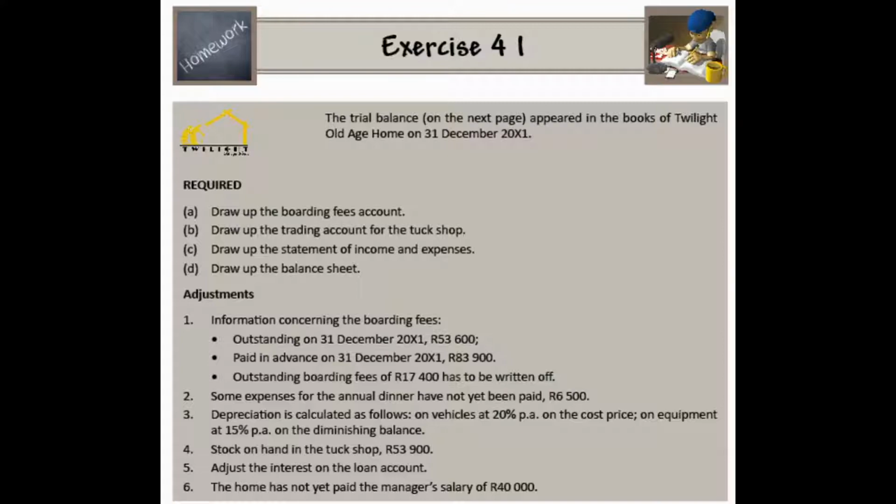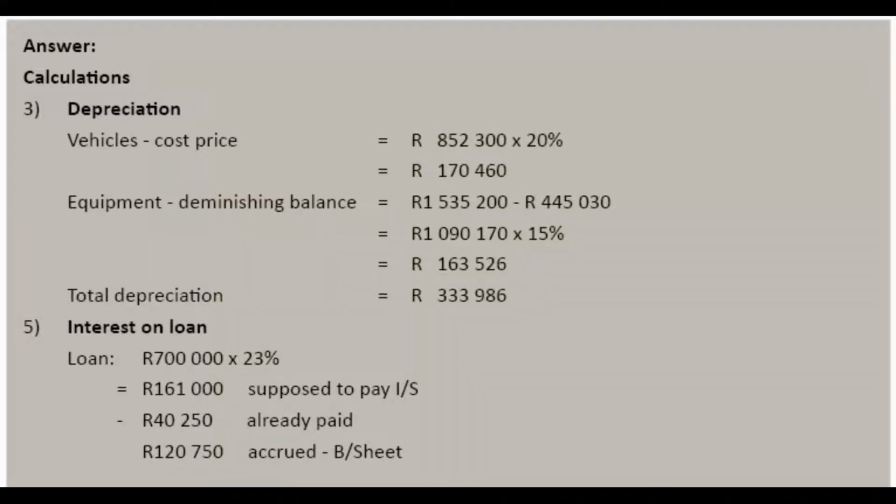The third one: depreciation is calculated as follows, on the vehicles 20% on the cost, and on equipment 15% on the diminishing balance. The cost price for the vehicles is 852,300. 20% on that gives you an amount of 170,460. So what is the double entry? Open your T account, debit depreciation, and credit accumulated depreciation on vehicles with that 170,460.